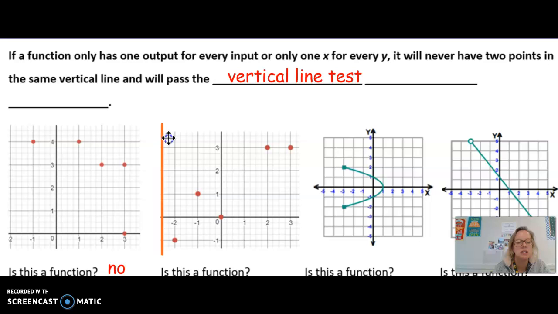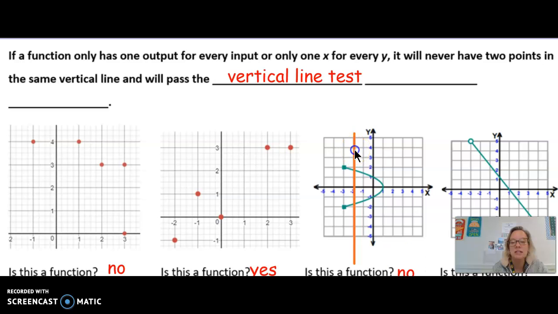Let's check this next one. So I've got my vertical line. I'm checking to see, is there ever a point where I crossed 2 points? There was not. So guess what? This is a function. It does pass the vertical line test. Let's look at this one. This is a little bit different. Kind of grab my line again. Right here, I'm not passing the vertical line test, in fact, this whole way, because I'm crossing that line more than once. So this is not a function. It does not pass the vertical line test.